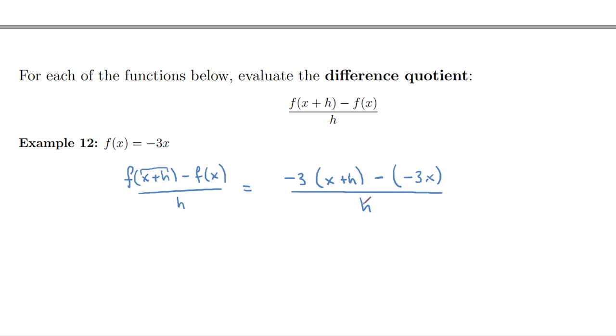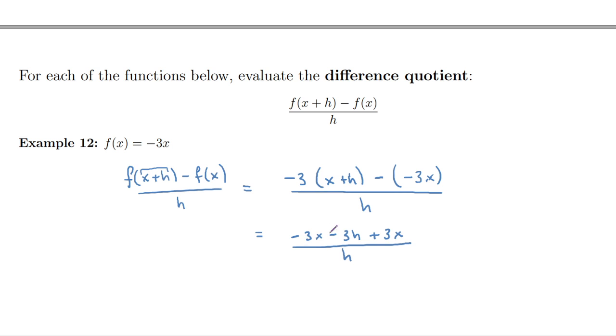The denominator can't really do anything at the moment because I don't have a factor of h up top. But what happens if we simplify this? If you expand what we have up top, distributing this negative 3, we would have negative 3x, and then negative 3 times h would be negative 3h, and then this negative makes this positive 3x, all divided by h.